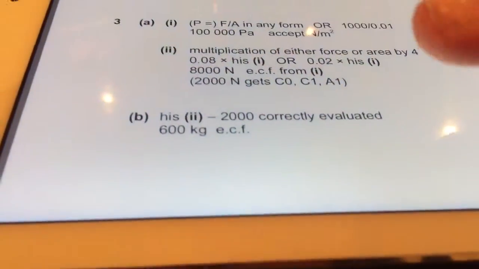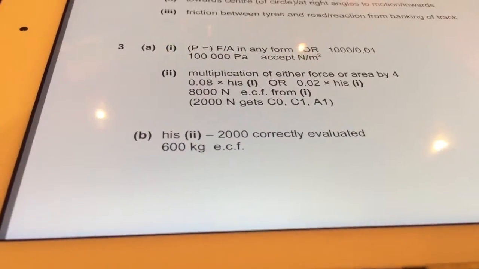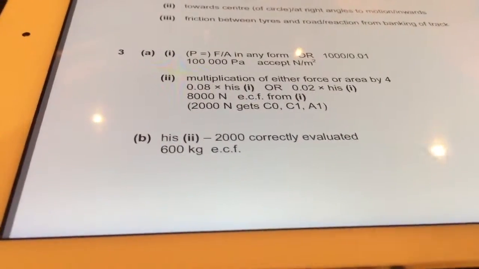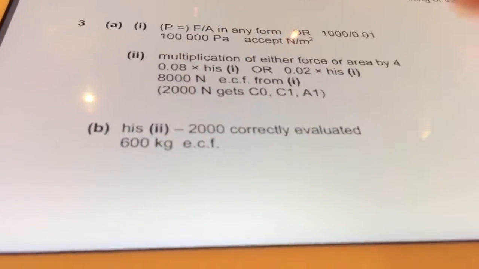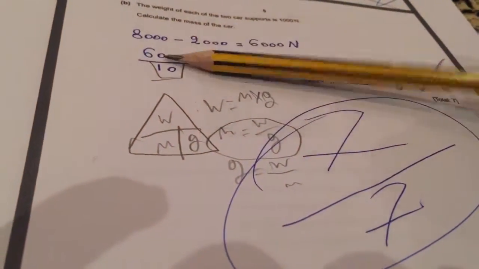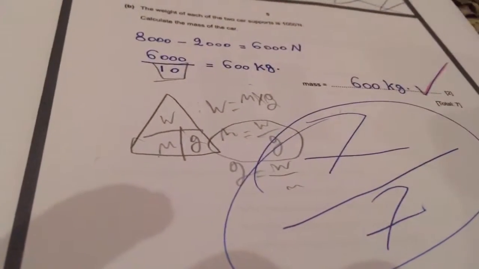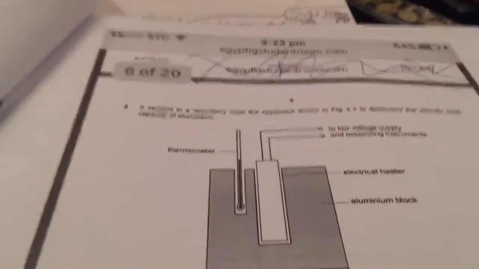Perfect. Let's check. Our answer was 8,000 minus 2,000, and they didn't say why it's 600 kilograms, but I explained here, because we divided the weight by the gravity, and it gives us the mass. Perfect. Move on to question 4.